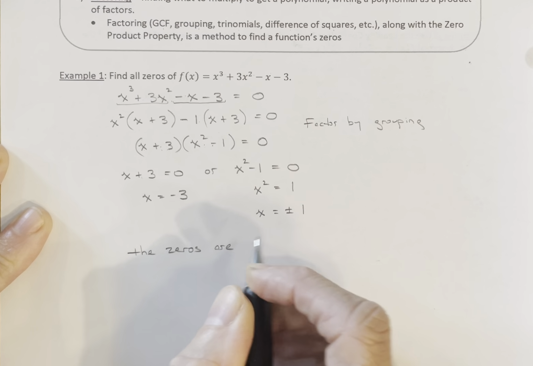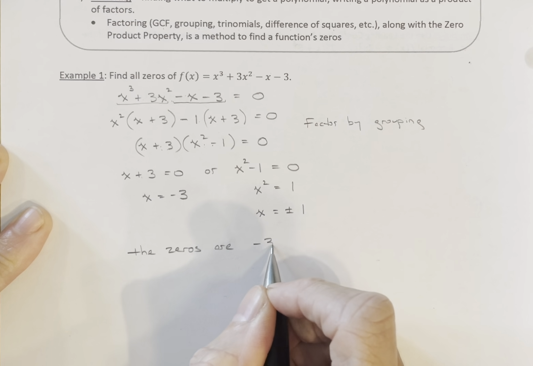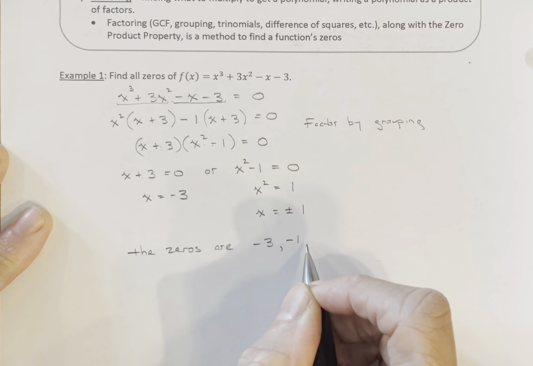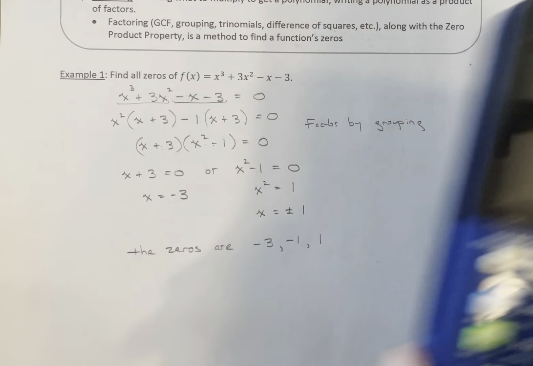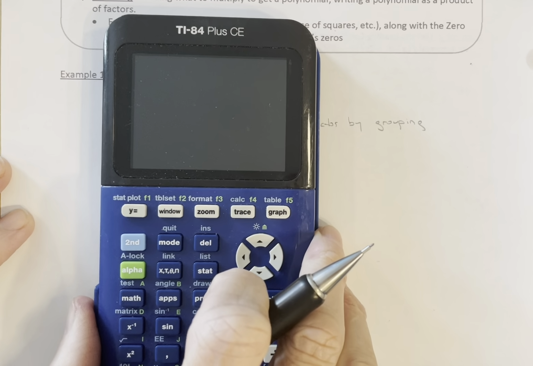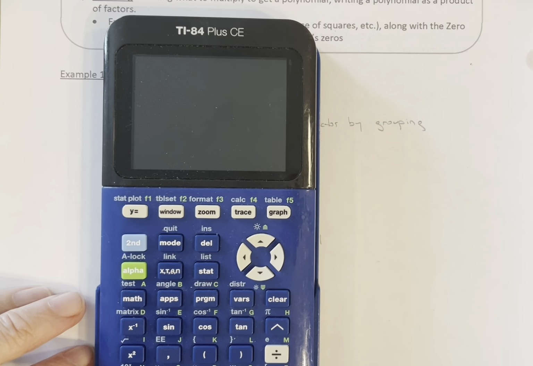And I'll write them in numerical order. The zeros are negative 3, negative 1, and positive 1. Those are my 3 zeros. Let's take a look at that and see those x-intercepts in the graph using our graphing device.